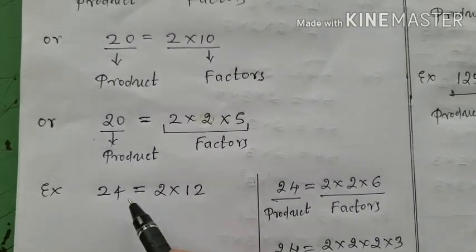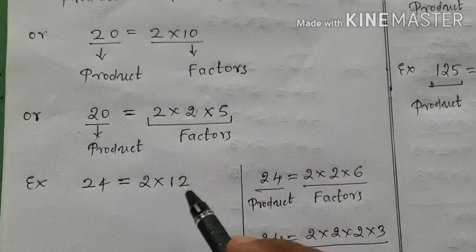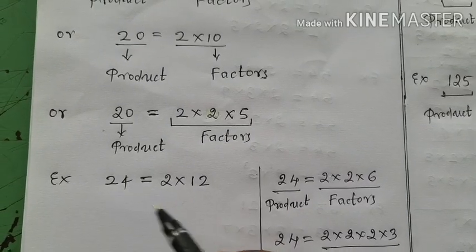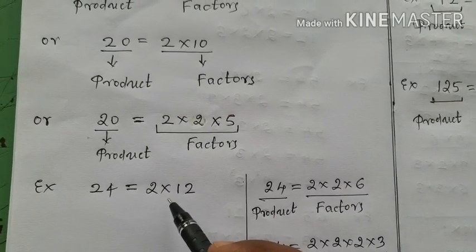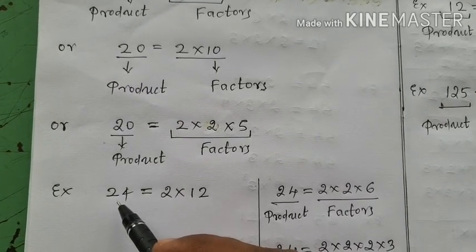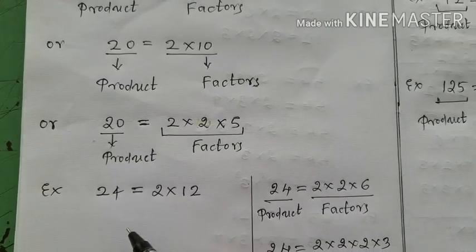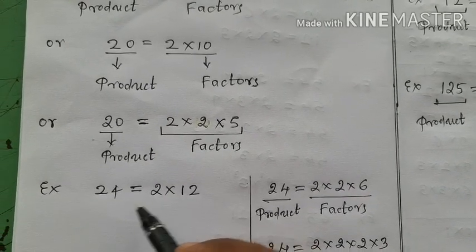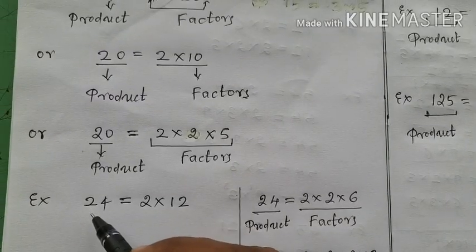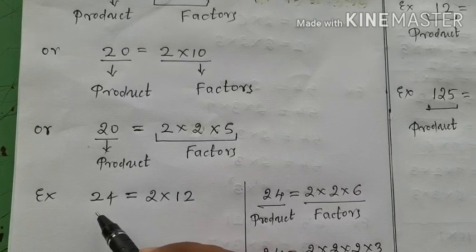Here, 24 is equal to 2 into 12. 2 and 12 are multiplied to get the product 24. Therefore, 2 and 12 must be the factors of 24. Yes or no, you can check individually. Take 2 and divide 24, the remainder is 0. That is why 2 is the factor of 24. Take 12 and divide 24. The remainder is 0. That is why 12 is the factor of 24.